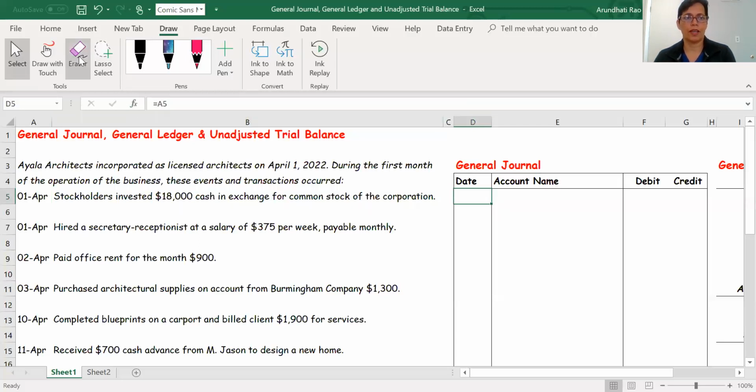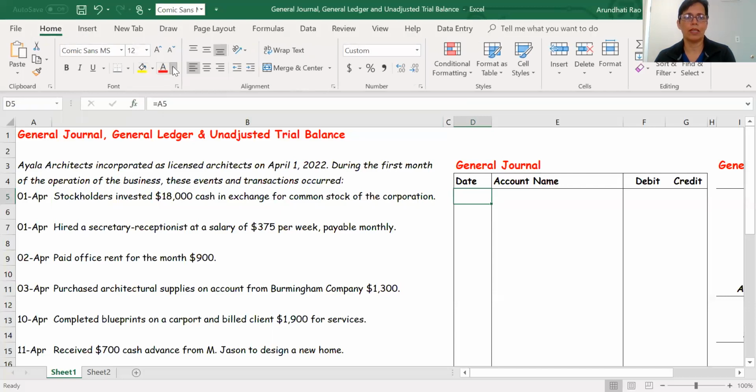So the very first thing I'm going to do is I'm going to put down the date. The date is April 1st. I'm going to identify the accounts that are affected in my business: cash and common stock. Cash is affected and common stock is affected. I'll tell you why I wrote cash first and then common stock. Cash is an asset. For the business, cash increased. Therefore, I debit cash.